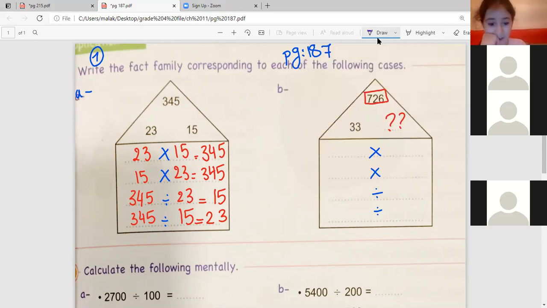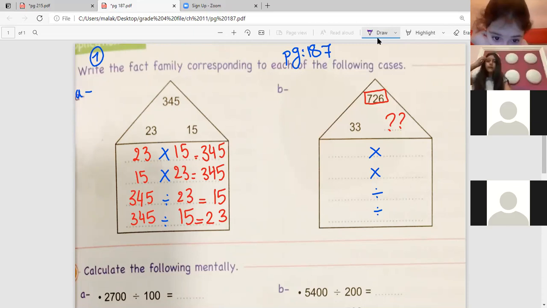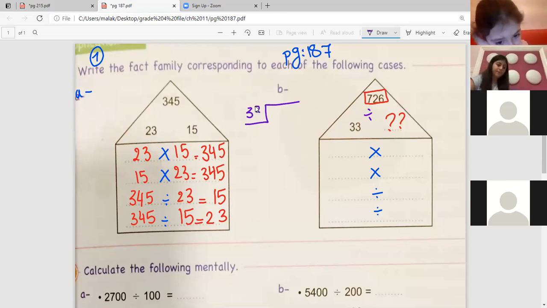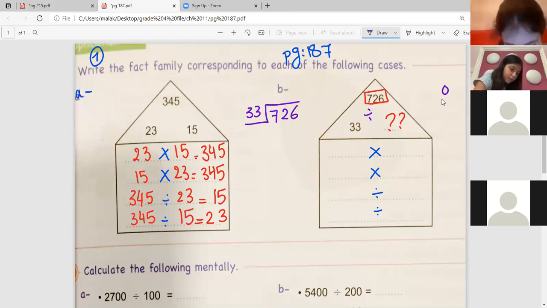We need to do the times table. Multiplication table for 33, right? Yes. So we are dividing 726 by 33 to know the missing number. We will divide them both. Okay, let's write table 33. Zero, the table.